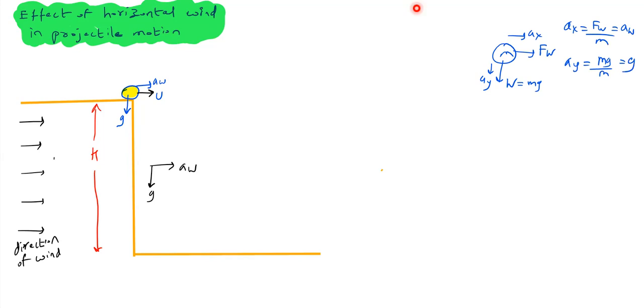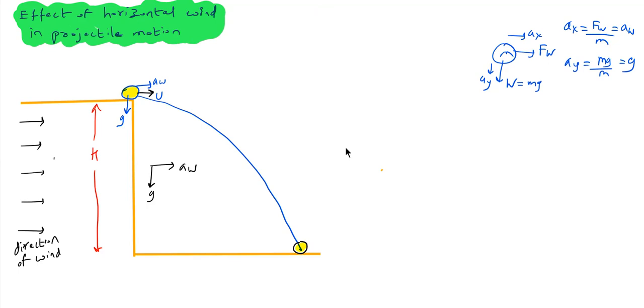So what about the wind? The wind will impart horizontal acceleration. Let me call that a_w. What about g? a_y equals g, due to the weight of the particle, there will be an acceleration. Okay, how will the path of the particle be? Due to the horizontal acceleration as well as the weight, the ball or particle, whatever it may be, different objects it can be, provided the size of the object should be small enough.